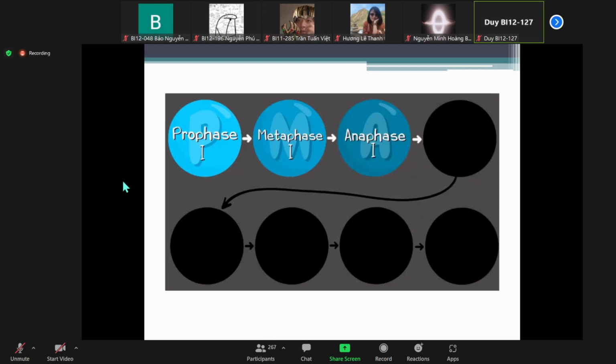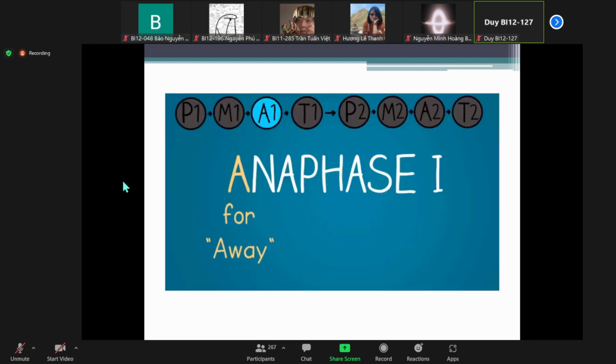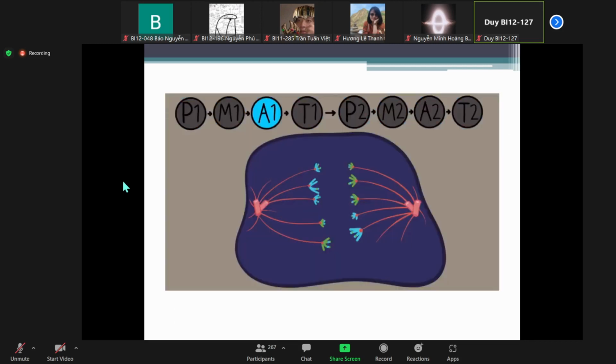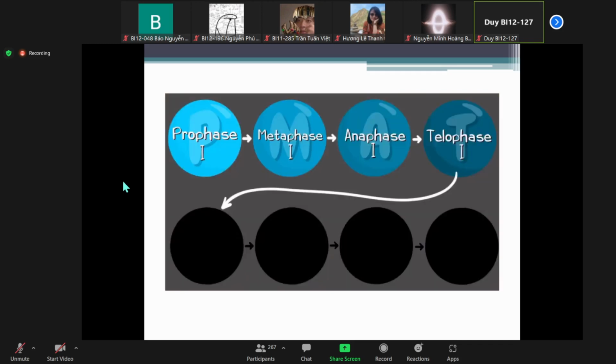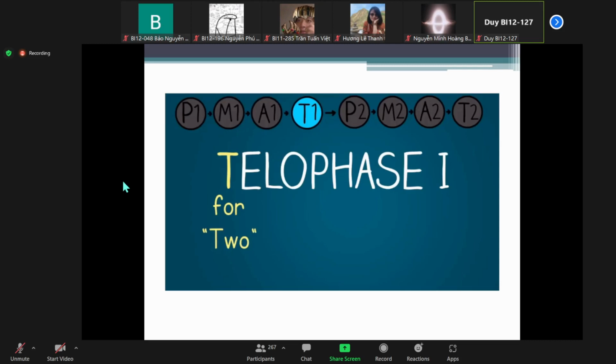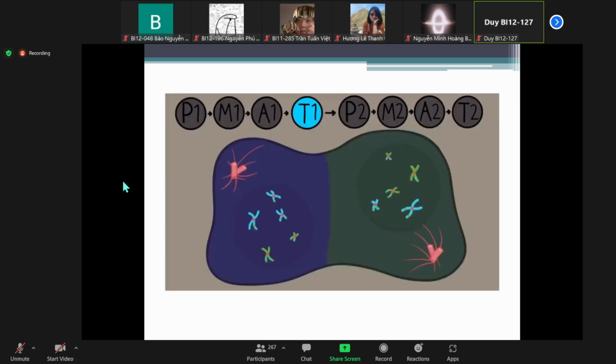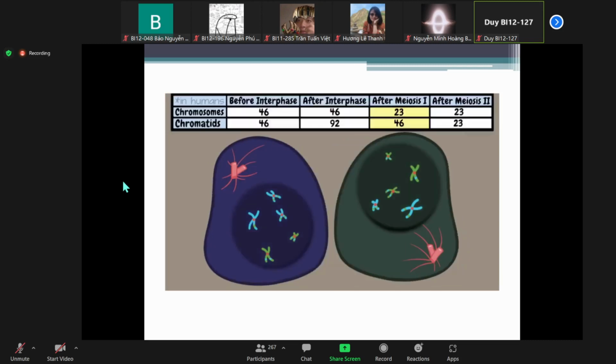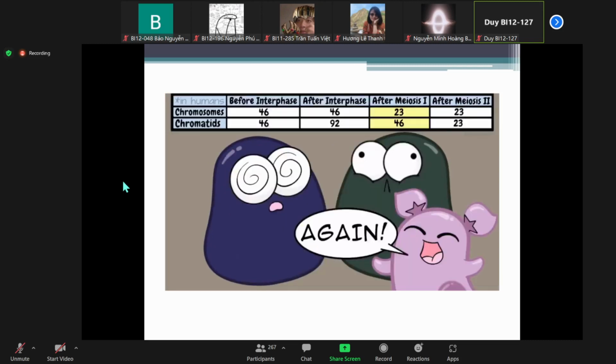Now, during anaphase 1, think of A for away because the chromosomes are going to be pulled away by the spindle fibers. Then we end with telophase 1, where you have 2 newly formed nuclei, and it becomes obvious that you're going to end meiosis 1 with 2 new cells. Cytokinesis follows with splitting the cytoplasm. But we're not done yet.